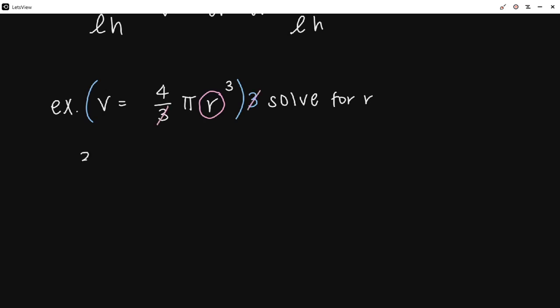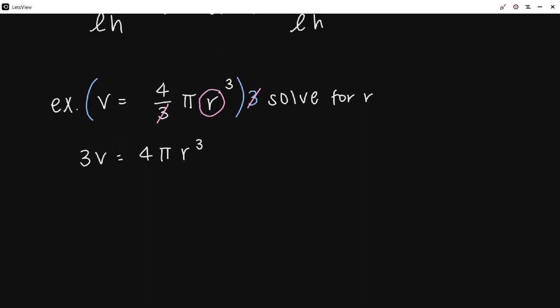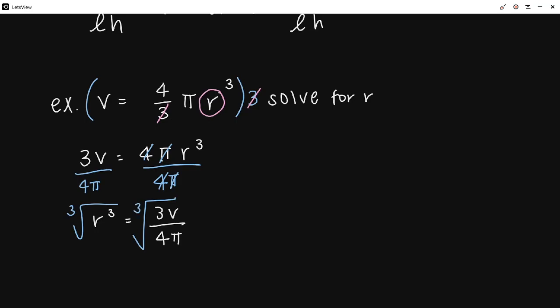And then we get 3v equals 4 pi r cubed. And then we want to get rid of all the numbers. So we want to divide by 4 pi on both sides, so to cancel out this part. Pi, oops, I don't know why I wrote w. Okay, so then we get r cubed equals 3v over 4 pi. And we want to get r by itself, but it's being cubed. So the opposite of that is to cube root both sides. So then we'll get r equals cube root of 3v over 4 pi. And then this would be your final answer.